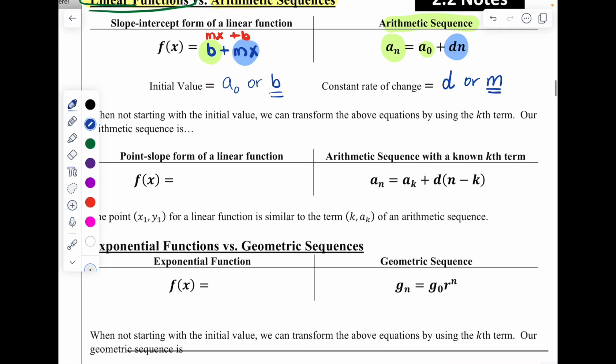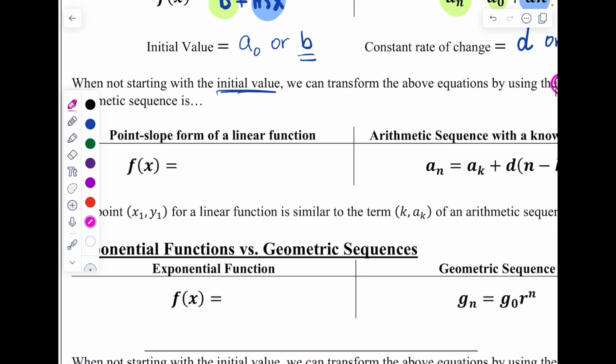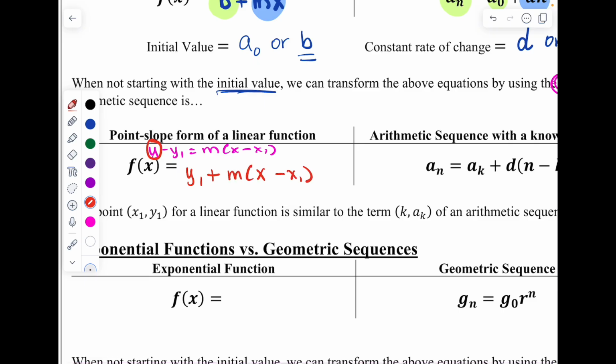Okay, so when we're not starting with the initial value, we use the kth term instead. In that case, the arithmetic sequence would look like this. Remember, point-slope form used to look like y minus y1 equals m times x minus x1. If I move things over to get y by itself, I would get y1 plus m times x minus x1. Keep in mind, x stays the same as well.